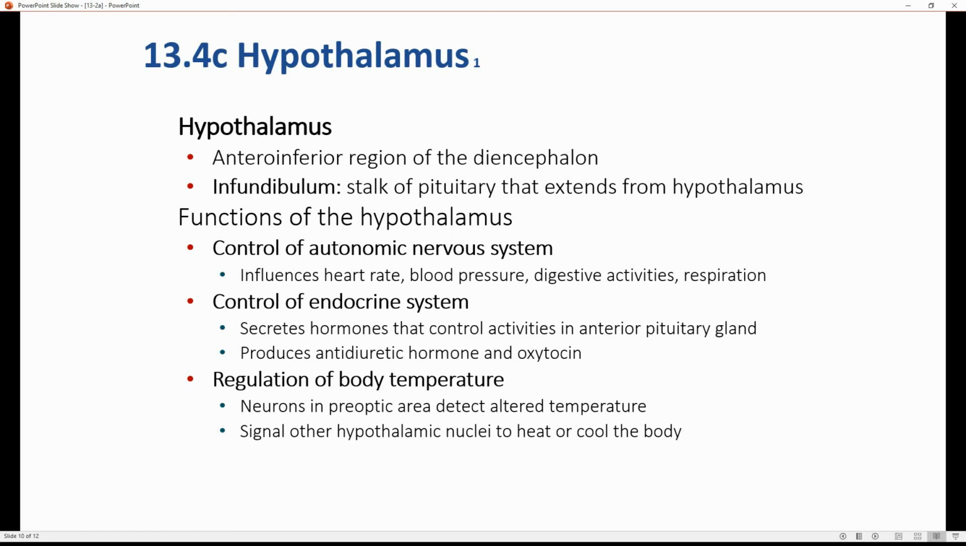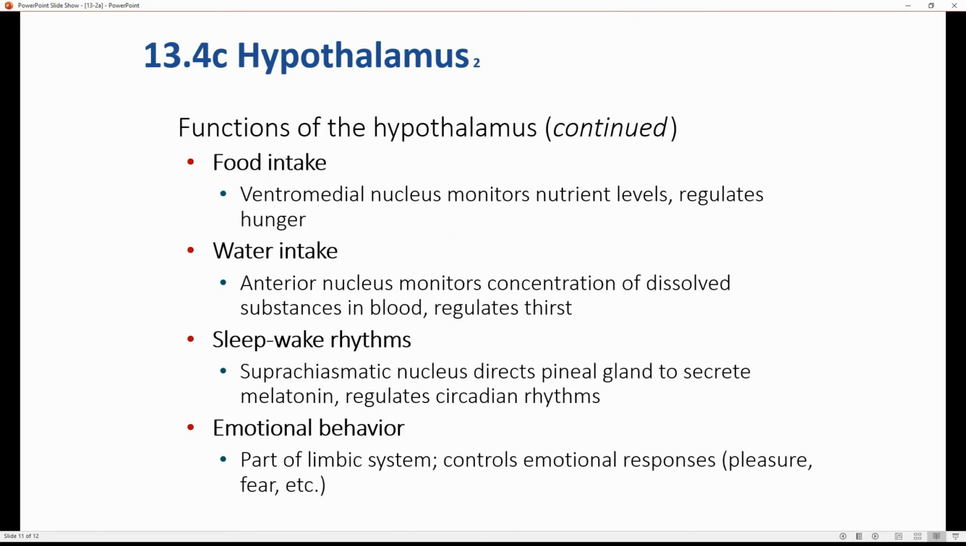And the hypothalamus also functions in control of the endocrine system, secreting hormones that are used in other places in the body. The hypothalamus also functions in regulation of body temperature, food intake, water intake, sleep and wake rhythms, and emotional behavior. The hypothalamus is part of the limbic system, which controls emotional responses.